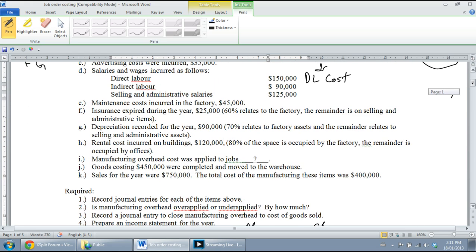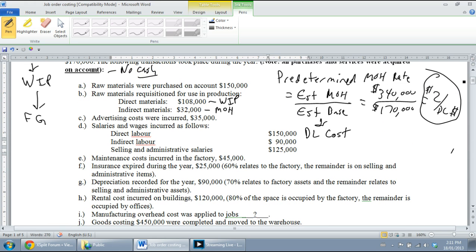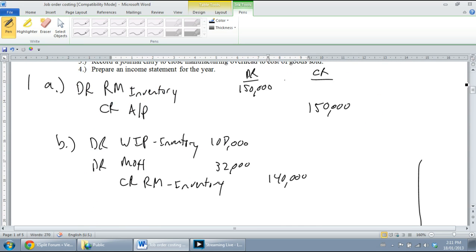All right, I'm probably going too slow, so I'm going to keep moving. Advertising costs were incurred, 35 grand. I've got to ask myself, what is advertising cost? Is it a direct material? No way. Is it direct labor? Absolutely not. Direct material, direct labor, direct costs go into WIP. Is it an overhead cost, an indirect factory cost? It's not that either. It's not a factory cost. It doesn't happen where we do production. Advertising is a selling cost.